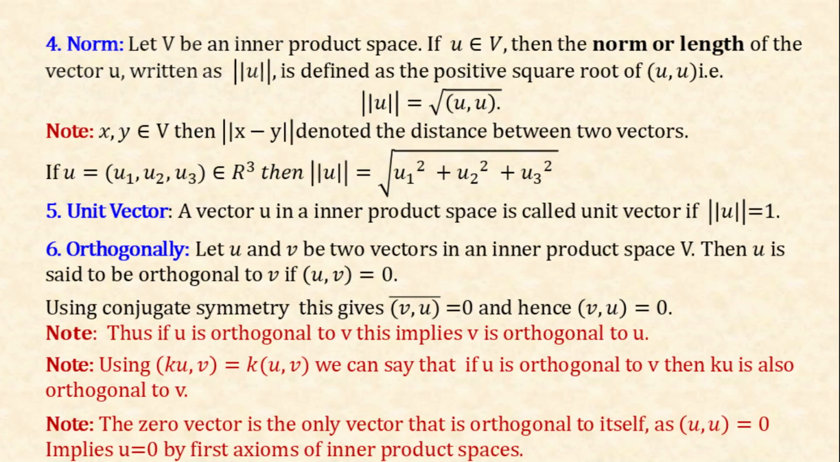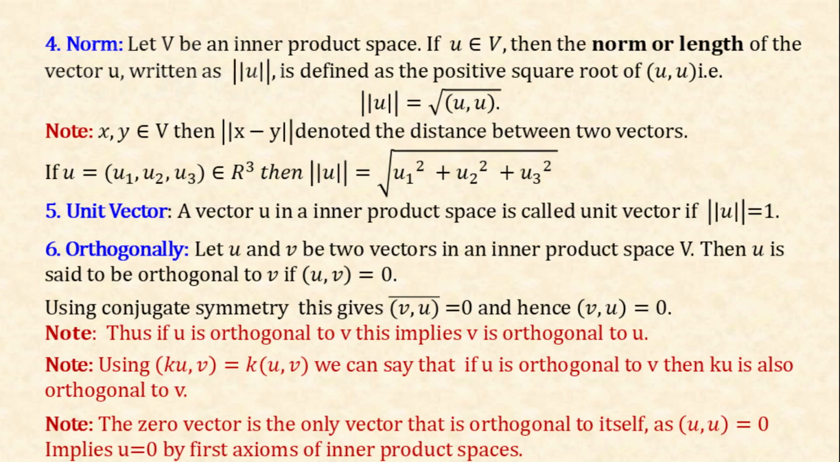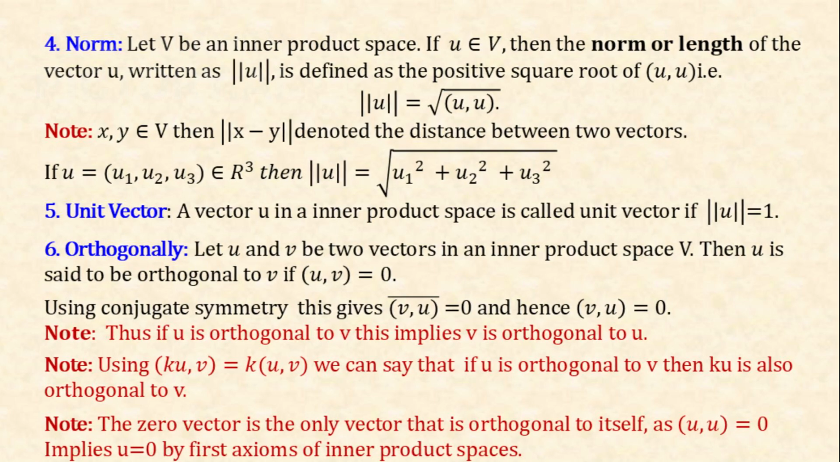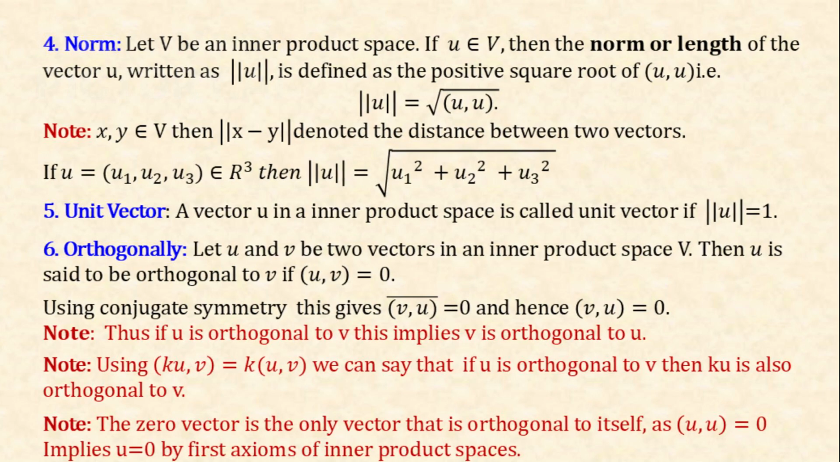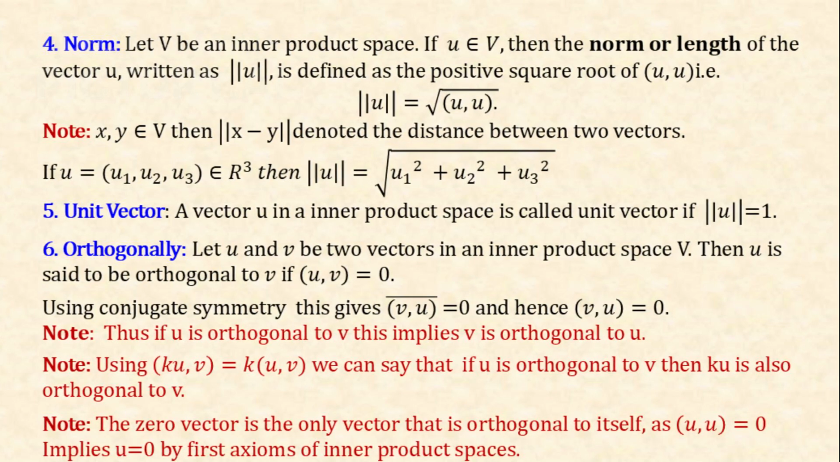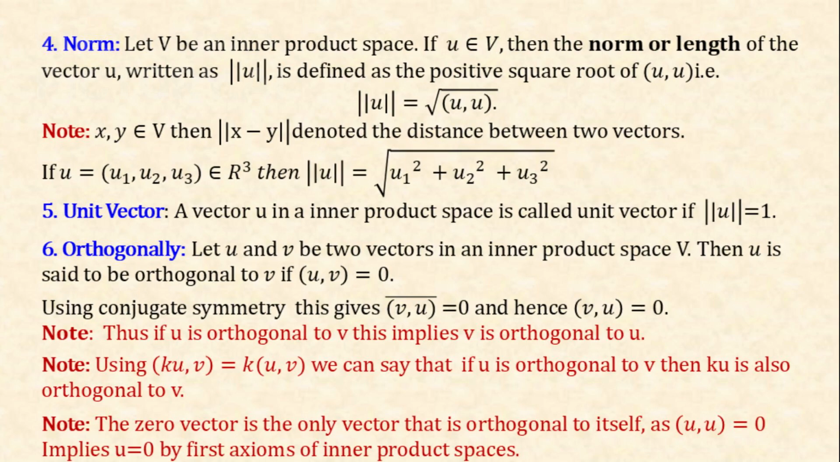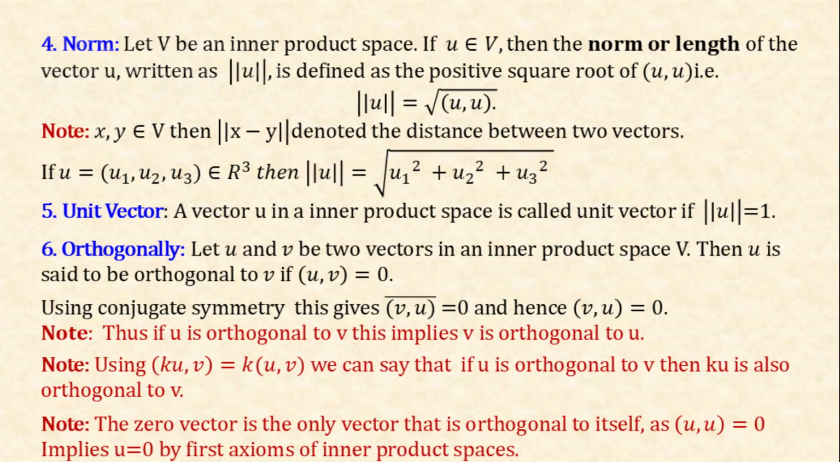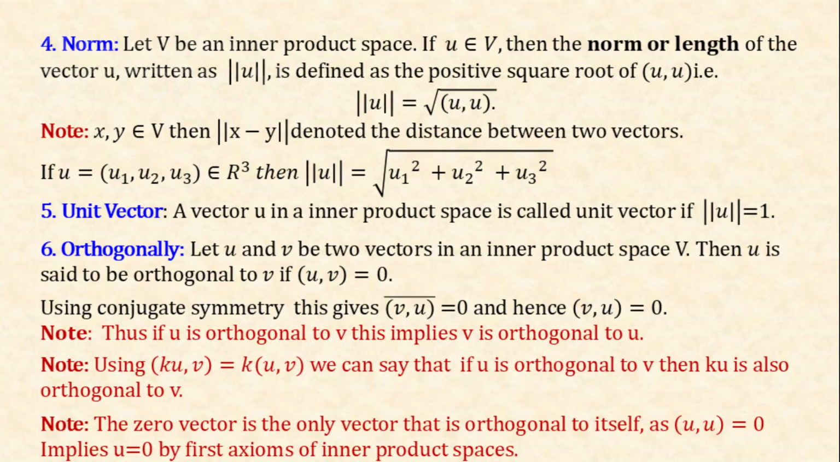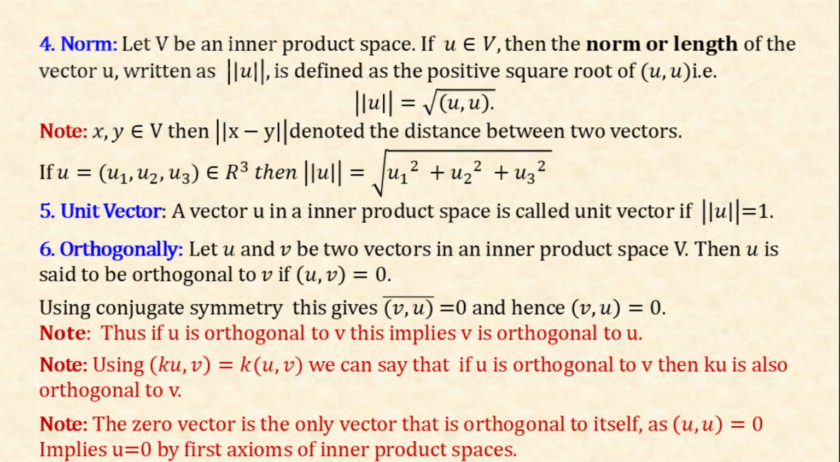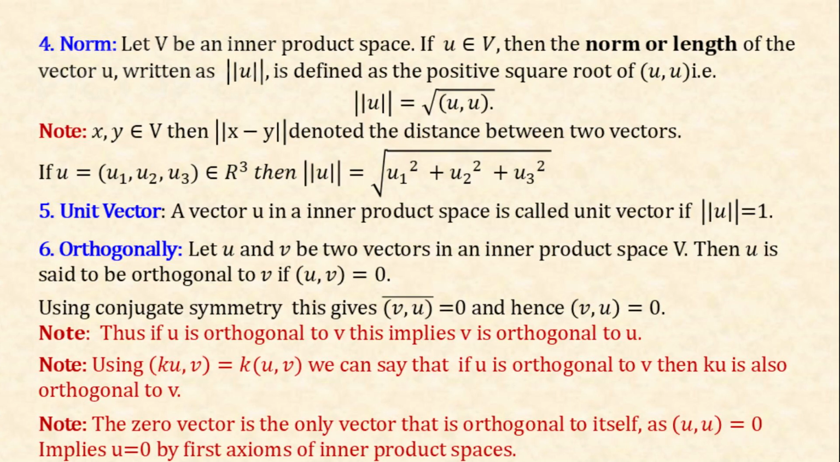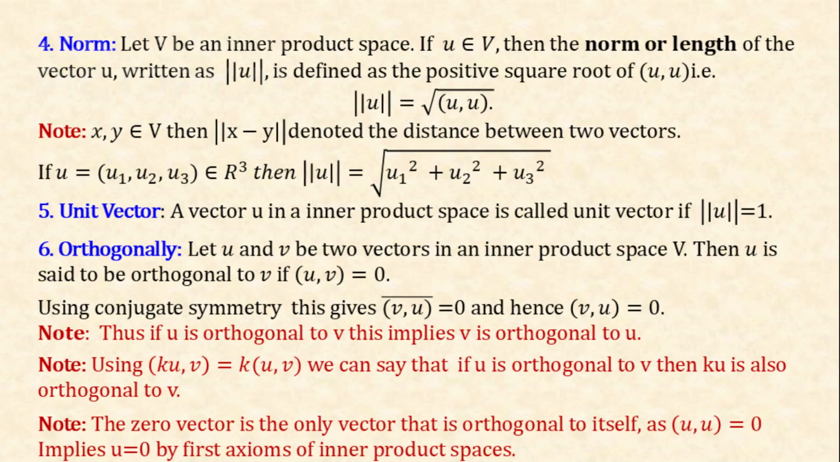A vector is called a unit vector if its norm is 1. Further, the vector u is called orthogonal to v if the inner product of u and v is equal to 0. It can easily be checked using conjugate symmetry that if u is orthogonal to v then v is orthogonal to u. Likewise, if u is orthogonal to v then any scalar multiple of u is also orthogonal to v, and 0 is the only vector orthogonal to itself.